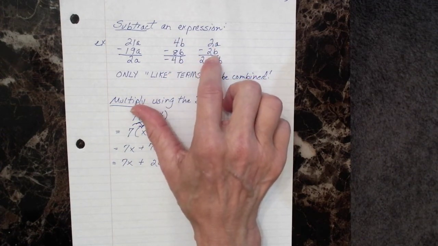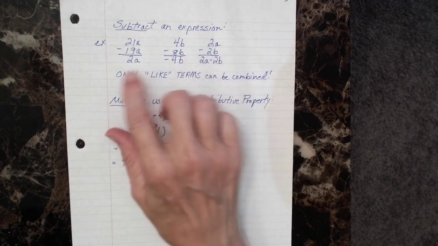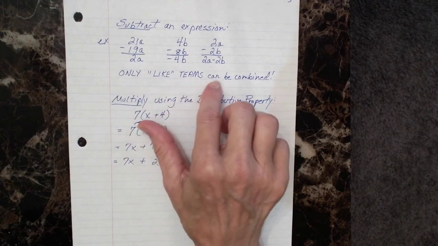2a minus 2b, they're not like terms, so nothing changes. Only like terms can be combined.